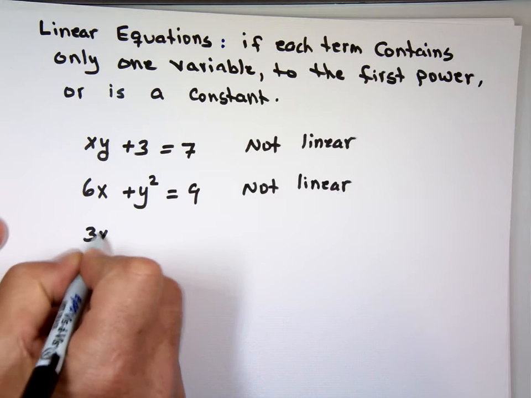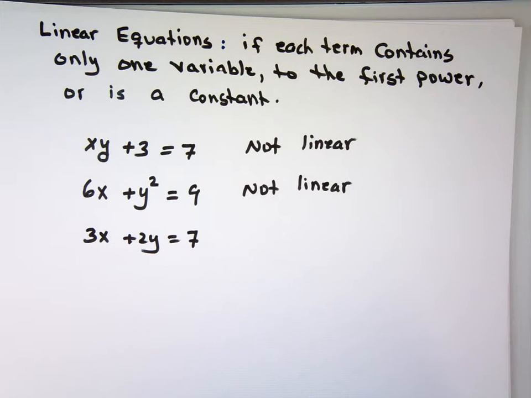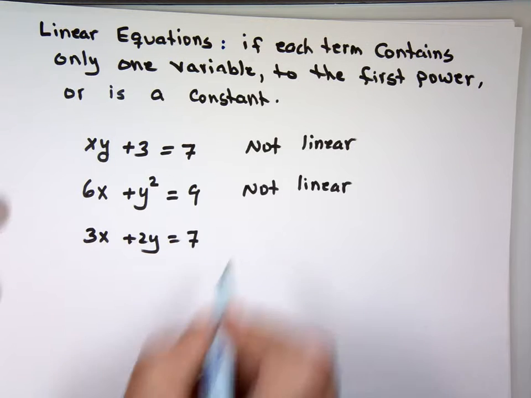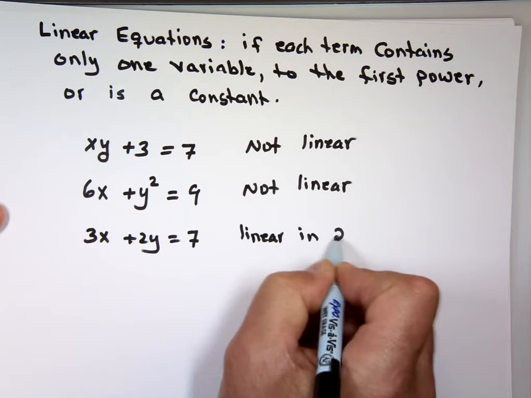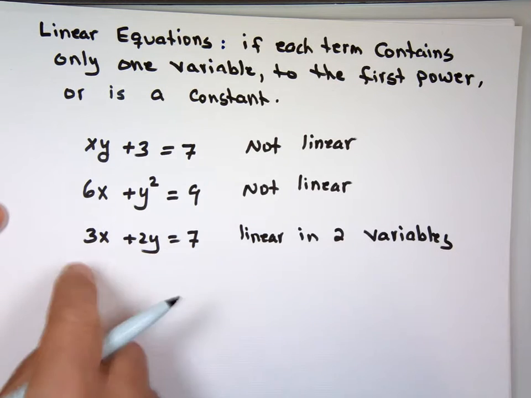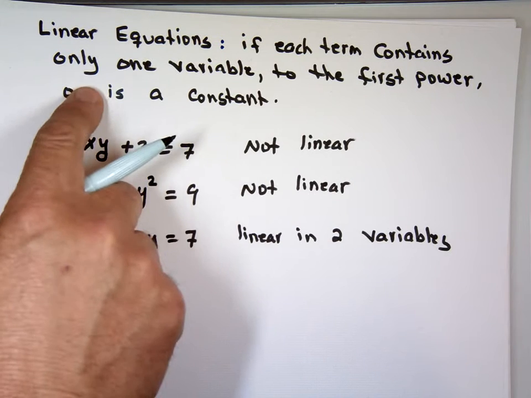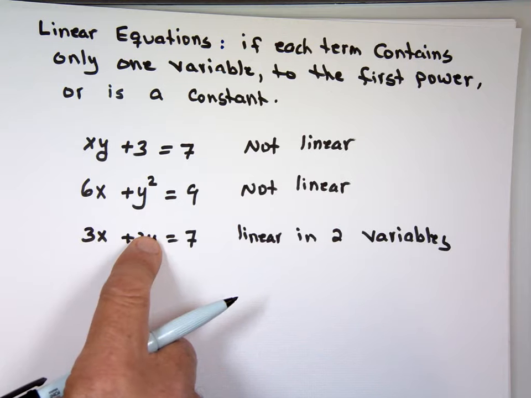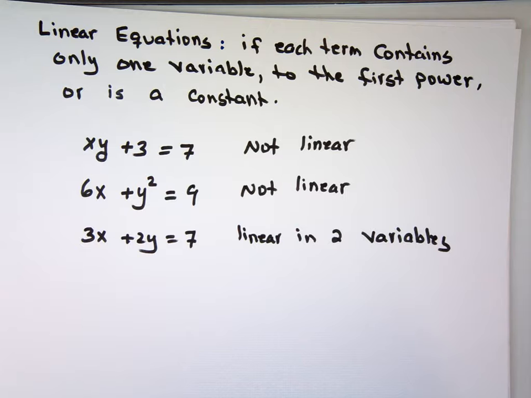If I have 3x plus 2y equals 7, is that linear? Yes. It is linear in two variables. It has the x and the y, each one raised to the first degree. It says you must have in each term only one variable raised to the first power, or a constant. That's a constant. So that's actually linear in two variables.